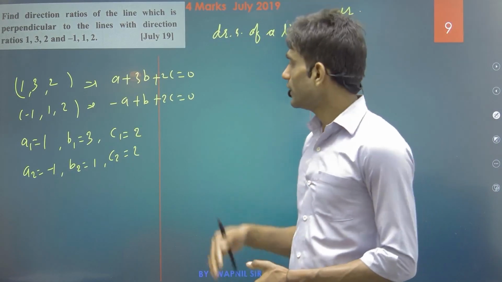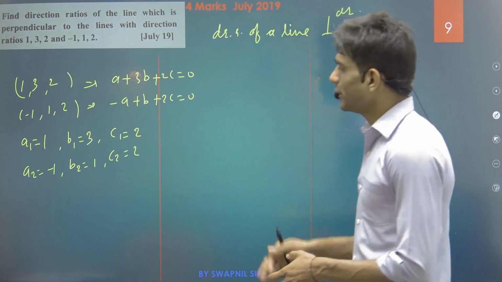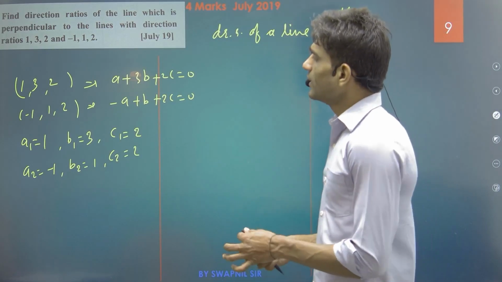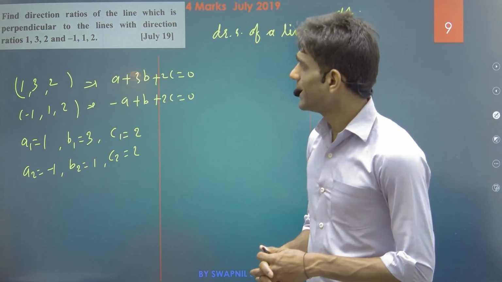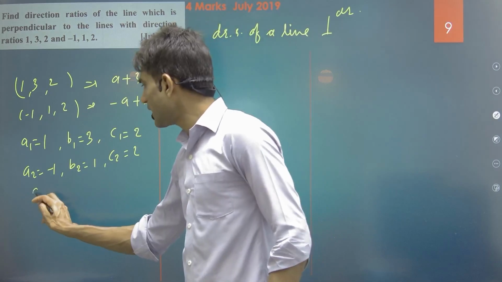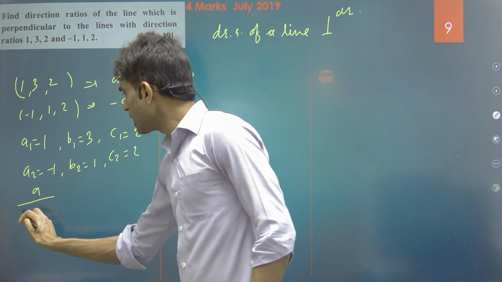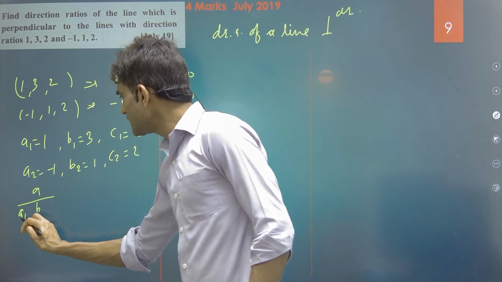Now let's go for the next part. With a1, b1, c1 and a2, b2, c2 we have here, in our next part we are going to find the direction ratios. For this, we know the result. We can write a upon the determinant of a1, b1, c1, b2, c2.